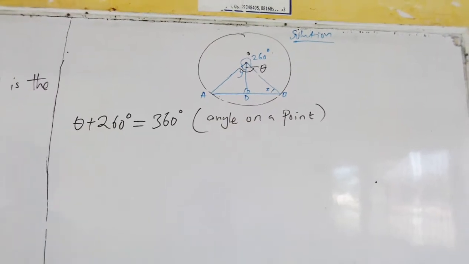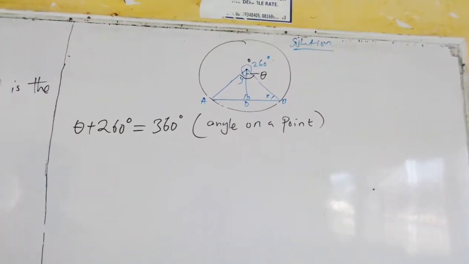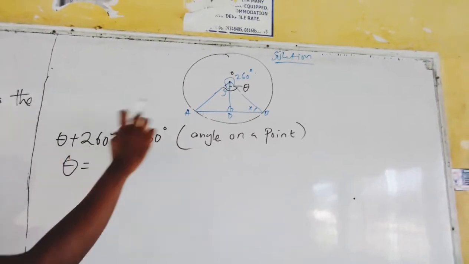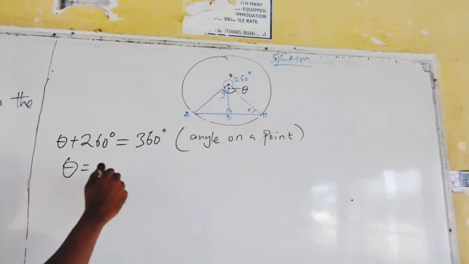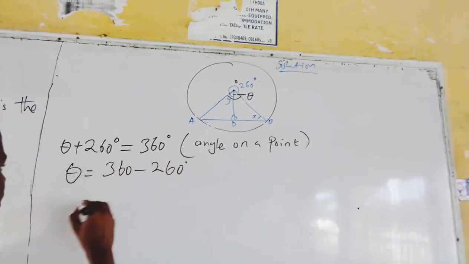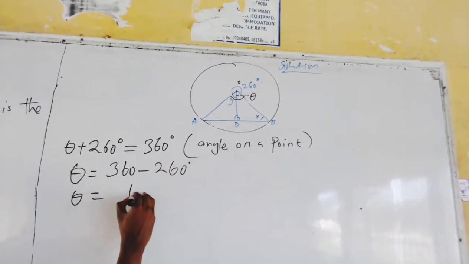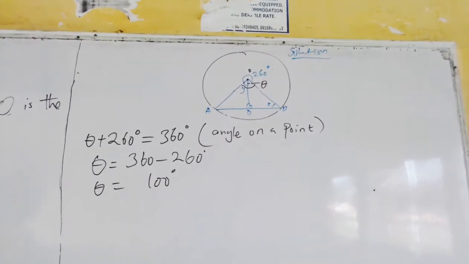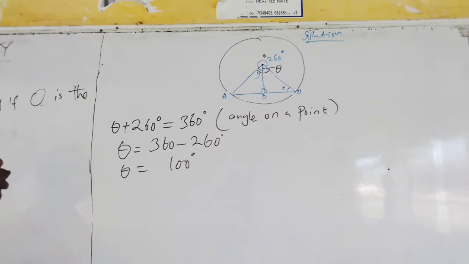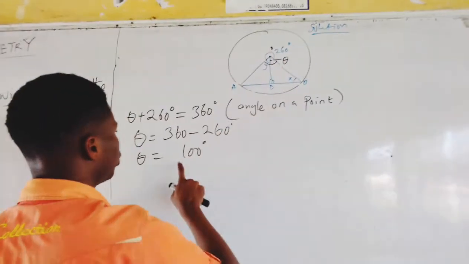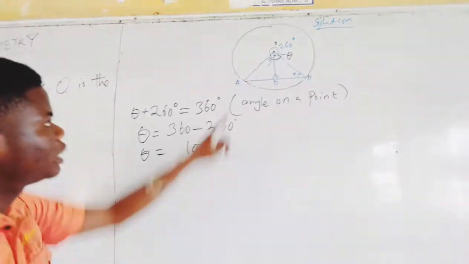So what's my theta? Making theta the subject of the formula, taking 260 to the right hand side becomes a minus. So I have theta equals 360 minus 260 degrees. So theta is equal to 100 degrees. As simple as that it was. So from this angle down to this angle is 100 degrees.